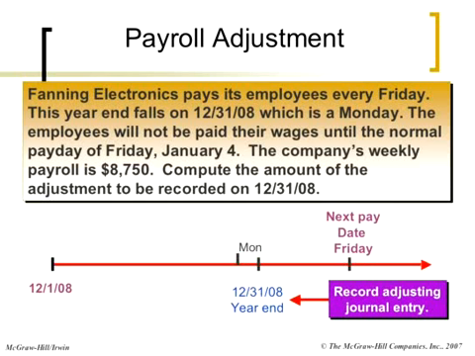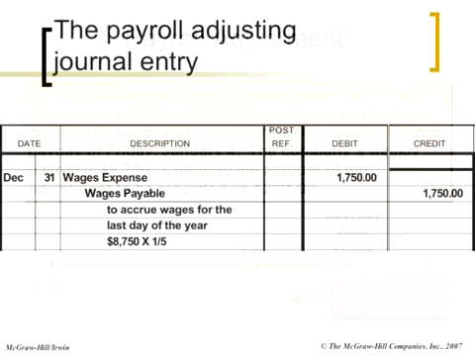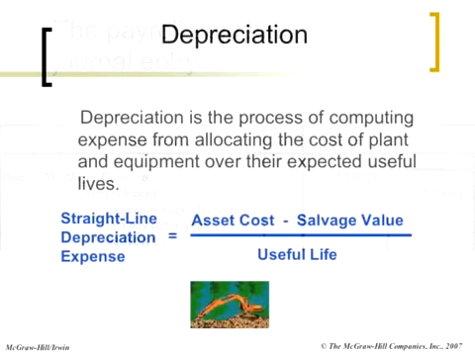We will review the journal entry for the payroll next. The 1 day of wages is accrued by increasing the wages expense, by debiting the account, and recognizing the amount due to the employees by crediting the liability account called wages payable. This adjustment increases the expense to properly record the expired cost in the proper period, which is for the year ended 12/31/08. Now let's move on to the depreciation adjustment.